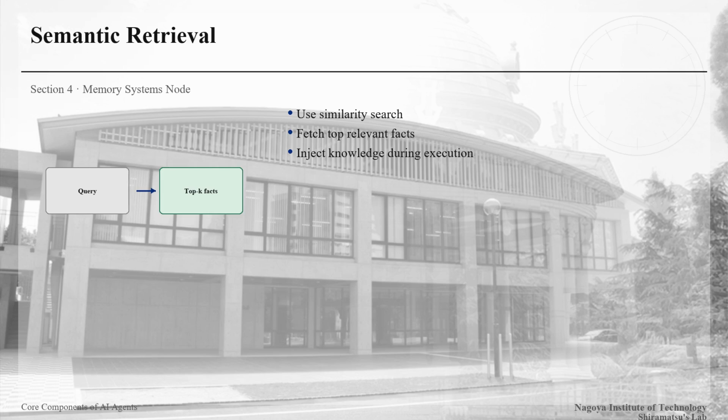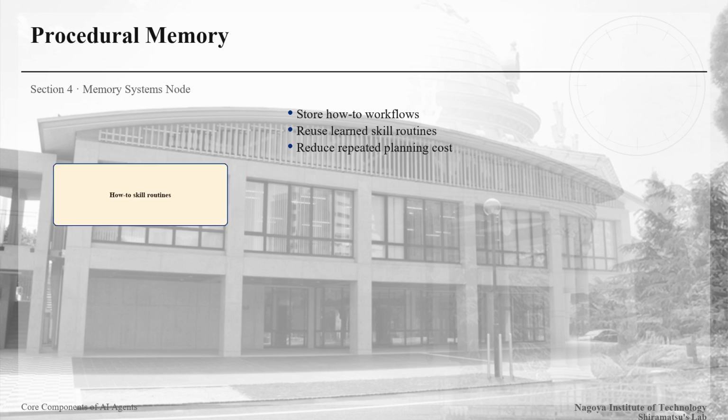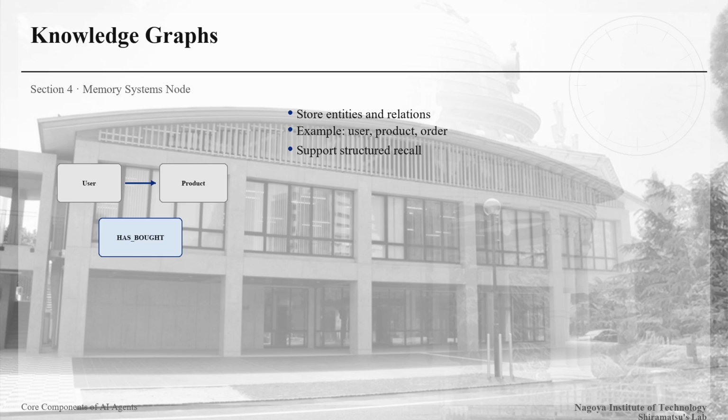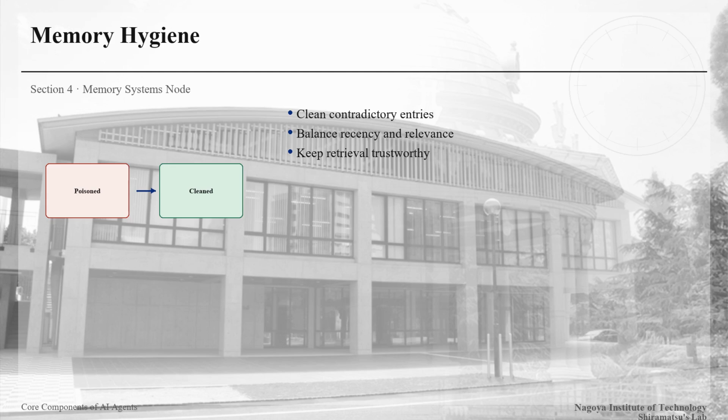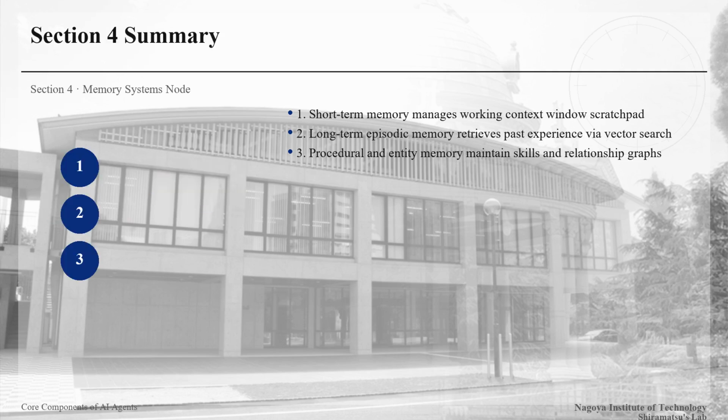Semantic retrieval, or RAG, looks up relevant domain knowledge with top-K similarity search. Procedural memory retrieves specialized how-to workflows and learned skill routines. Knowledge graphs store structured entity relationships such as users, products, and orders. Good memory systems clean contradictory entries and balance semantic relevance with recency. Section 4 Takeaways. Short-term context, long-term episodic retrieval, and procedural plus entity memory.